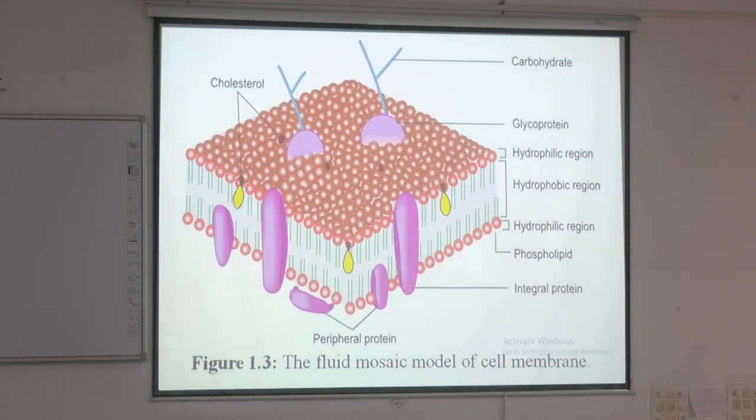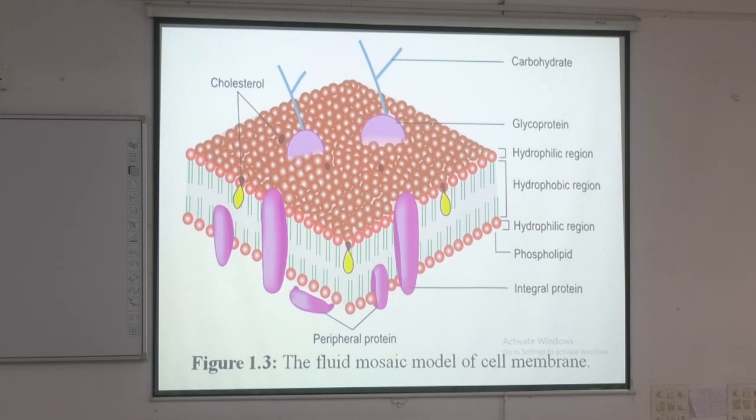So the basic concept behind the fluid mosaic model is: what is the property of the cell membrane? Is it rigid or flexible? The cell membrane is flexible in nature due to the presence of cholesterol, and the protein molecules are spread over the cell membrane like a mosaic. That's why it is called the fluid mosaic model.